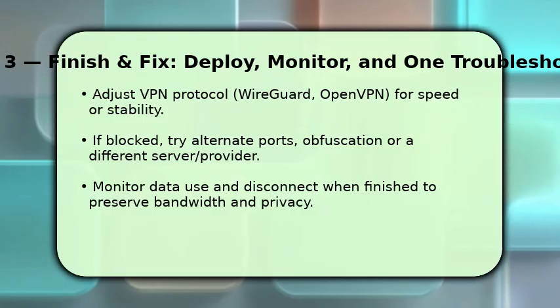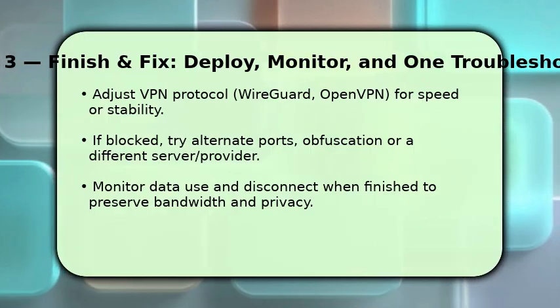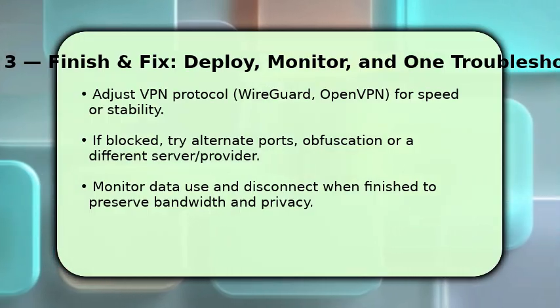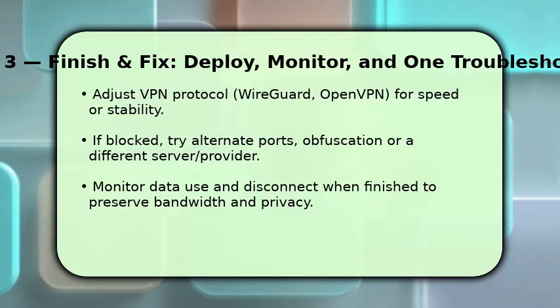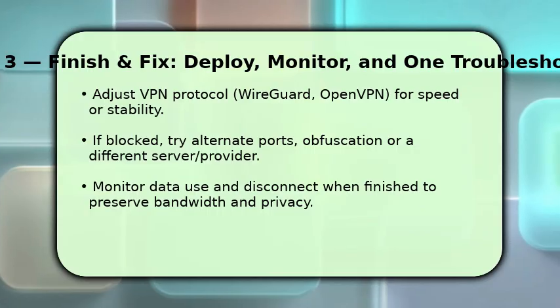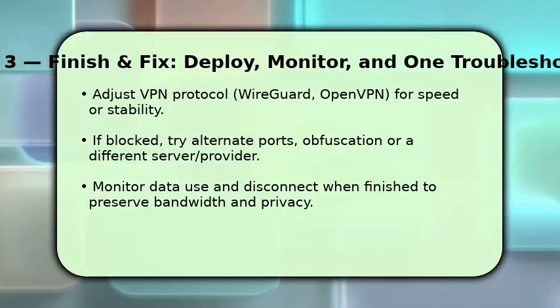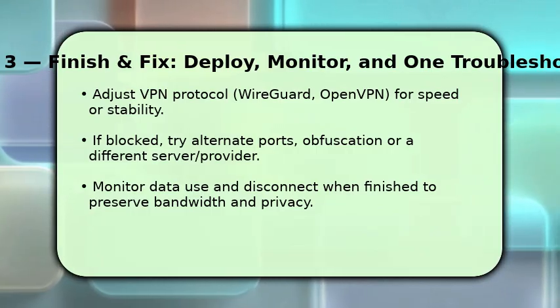To finish, optimize for stability and speed. Change the VPN protocol to WireGuard or OpenVPN depending on which gives lower latency, and pick a nearby server for speed. If YouTube remains blocked, try obfuscation features, alternate ports, or another server. Sometimes switching providers fixes DPI throttling.